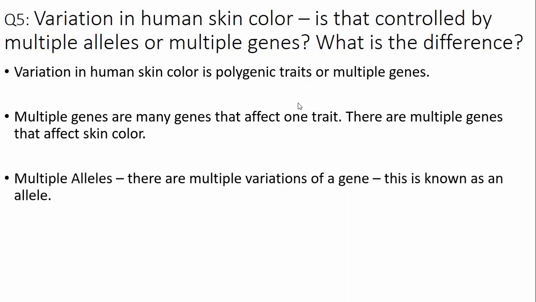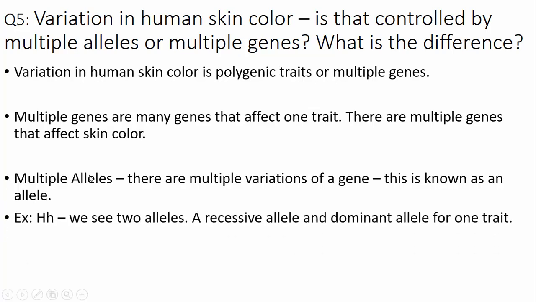Well, multiple alleles is when there are multiple variations of a single gene, and this is known as an allele. So for example, we have a heterozygous organism here. We have a dominant H and a recessive H, and we see 2 alleles, a recessive allele and a dominant allele, and this is for one trait. In the previous example, we used H for hair color. And there we have two alleles affecting a single trait. So we have one trait here, hair color, that's affected by multiple alleles. We also did this with blood, with the A blood type, the B blood type, the AB blood type, and the O blood type the other day.